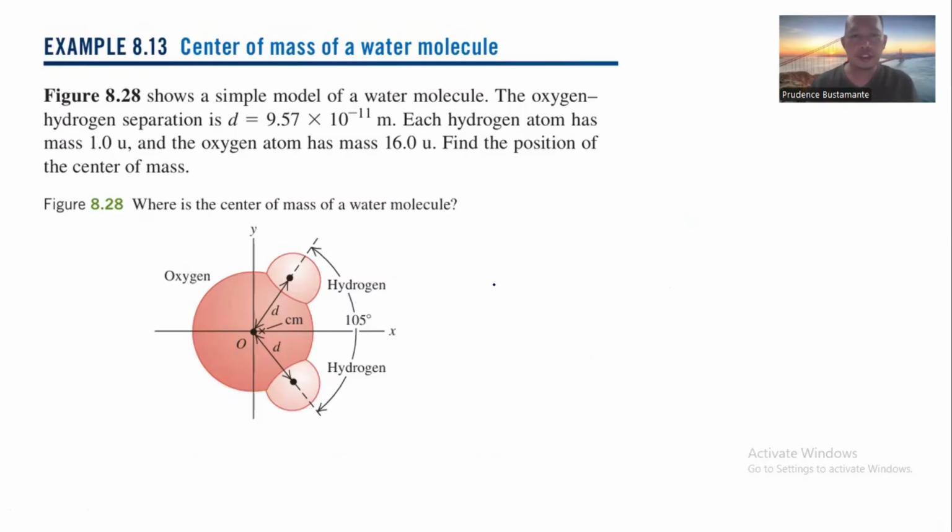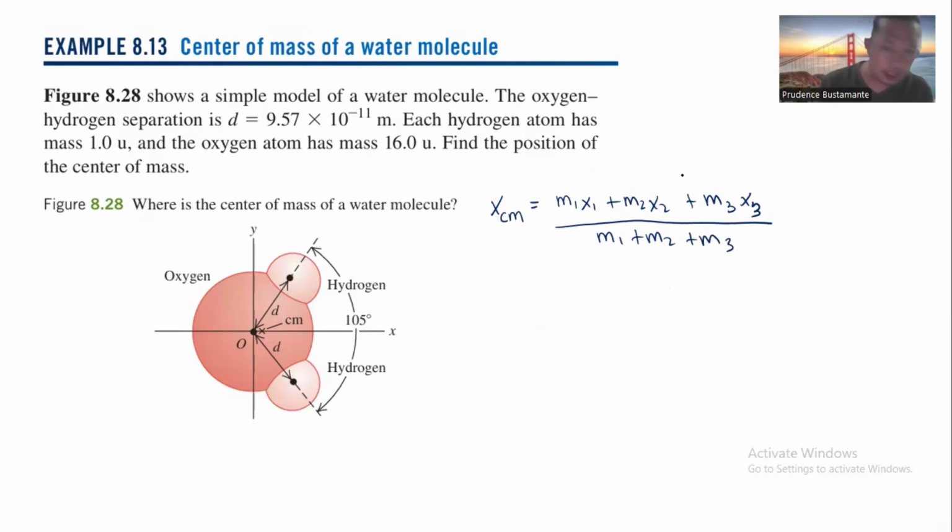So here, from the formula that we have discussed, for x, for example, this is just equal to M1 X1 plus M2 X2 plus M3 X3 over M1 plus M2 plus M3. Okay, that's the formula. So given that, let's take this one as our M1, this as our M2 and M3.